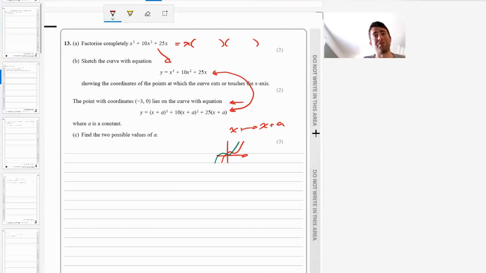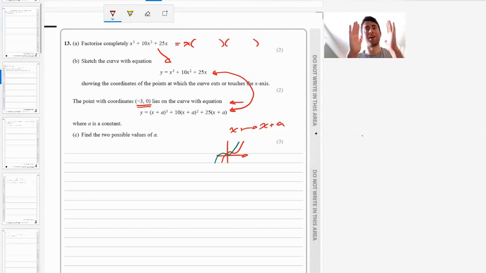I like this question because it forces you to use the sketch that you've made in part B in order to figure out part C. Think of that cubic moving around, and what value of A could you put in so that that new cubic goes through the coordinate it gives you. Be aware that A could be negative as well.